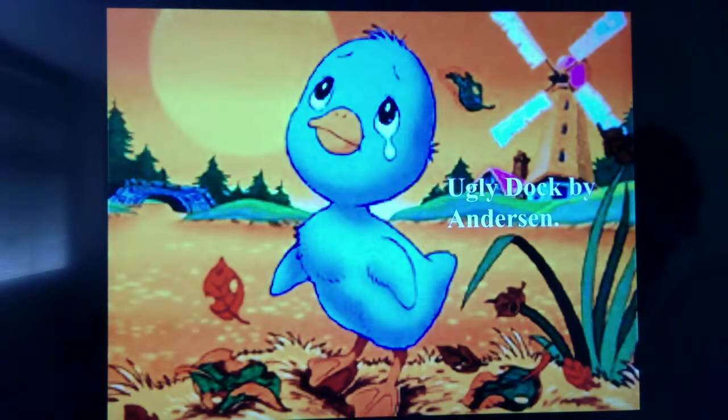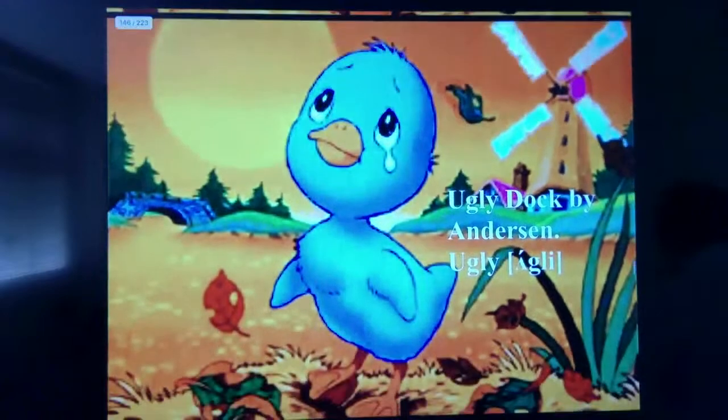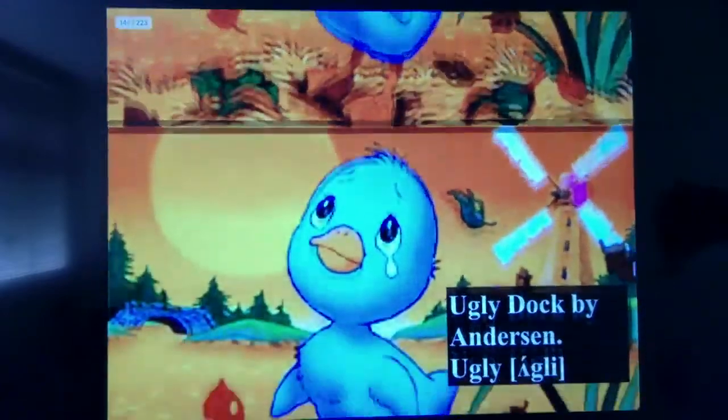Ugly Duck. So in fact, when he was a child, or when she was a child, people understood he's just different from others. So people called him or her an ugly duck. But in fact, he or she is not a duck, but a swan.